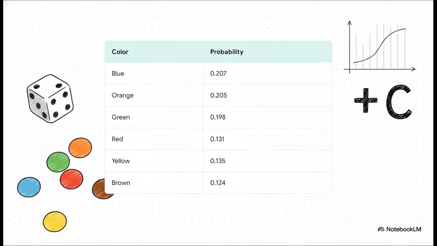Let's put this to the test with something a little more delicious. So, according to Mars, this table right here is the actual probability model for the colors you'll find in a bag of M&Ms. Notice two key things. All the probabilities are between 0 and 1, and if you add them all up, they equal exactly 1. That's how you know it's a legit probability model.